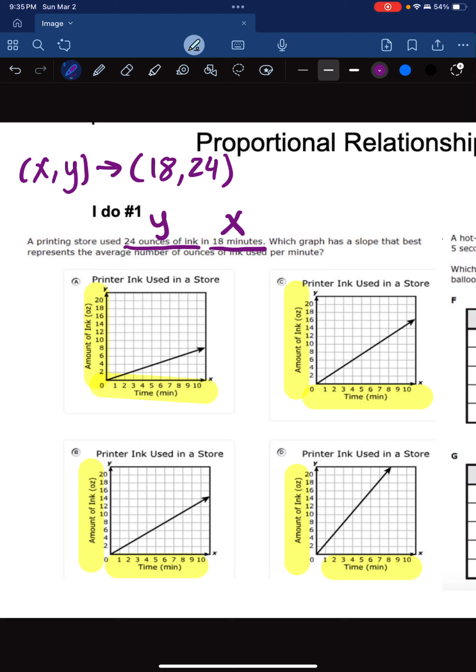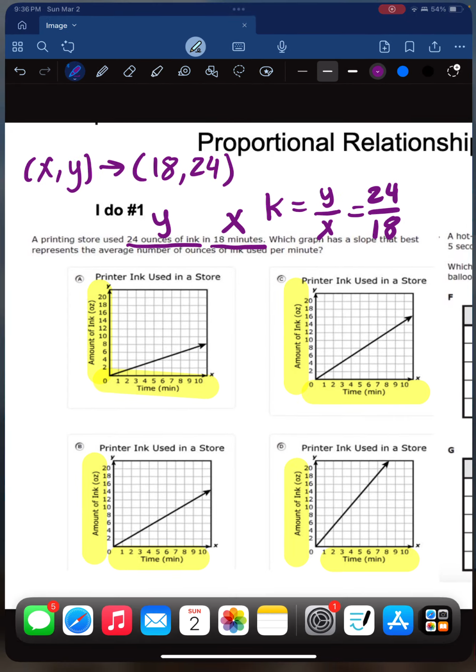So sometimes they make it easy on us and we can just look for that coordinate on the graph. But if you notice, our graphs do not go all the way to 18. So we have to make this smaller. We have to find our unit rate. Now we can do that by using our formula for slope or for unit rate, which is K equals Y divided by X. So I'm going to take my Y, which is 24, and I'm going to divide it by 18. I'm going to show you how to do this in Desmos really quickly, really easily.